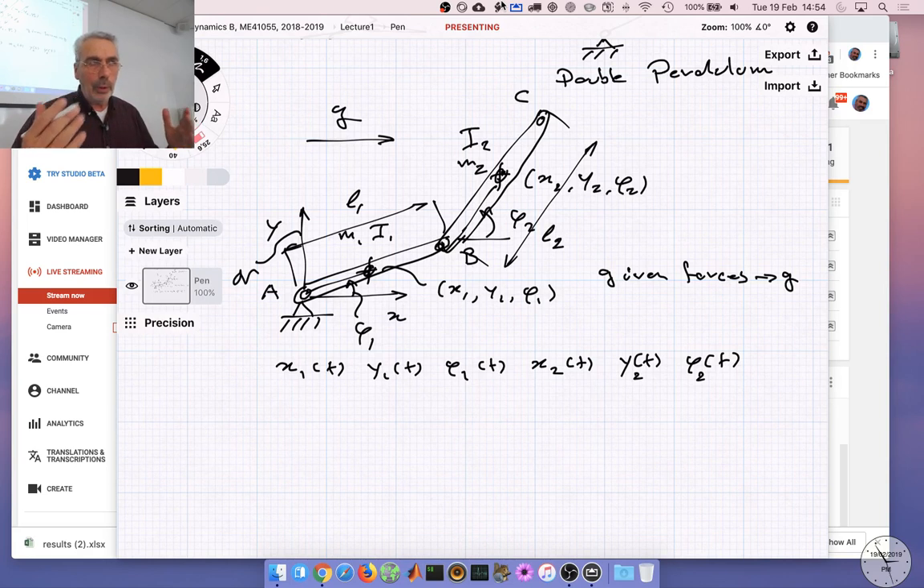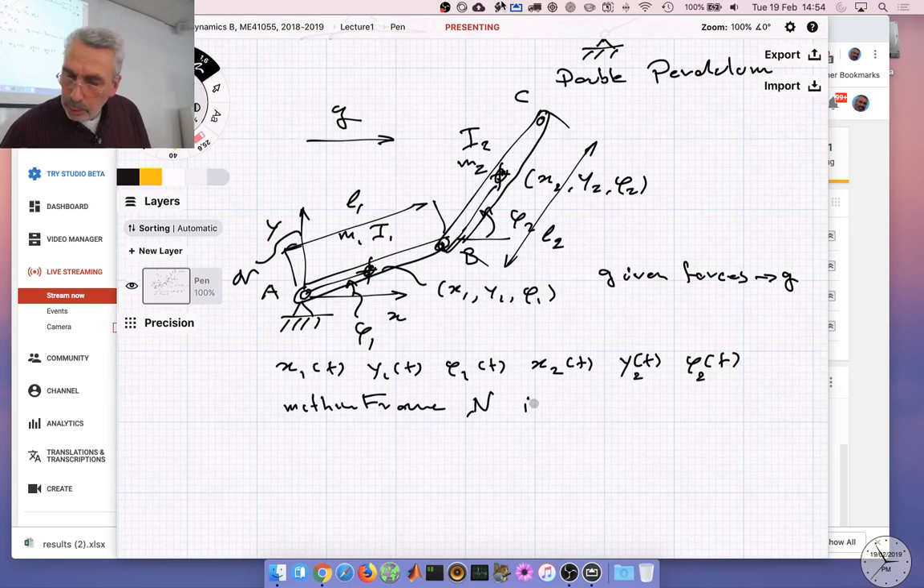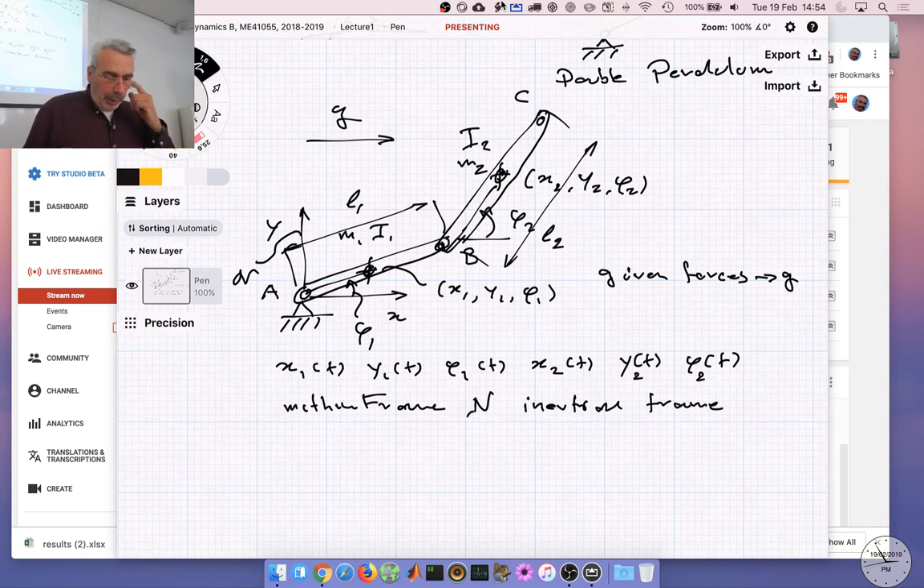So those x, y, and z within frame n, the inertial frame. If you paid attention to Heike, then every time you have to say it's in this reference frame, and that's an inertial frame, or this is a body fixed frame, and it's important.